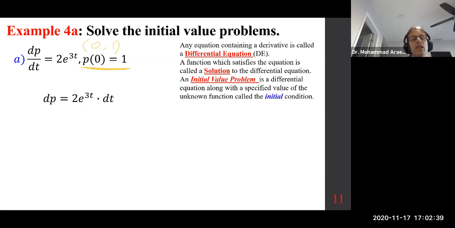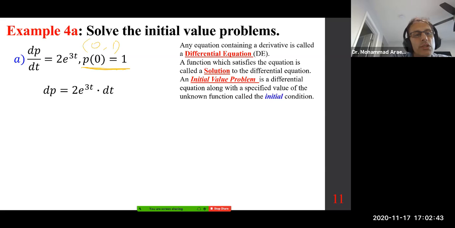To get us started, first and foremost, dp dt means p prime of t, so dp is 2e to the power of 3t dt.